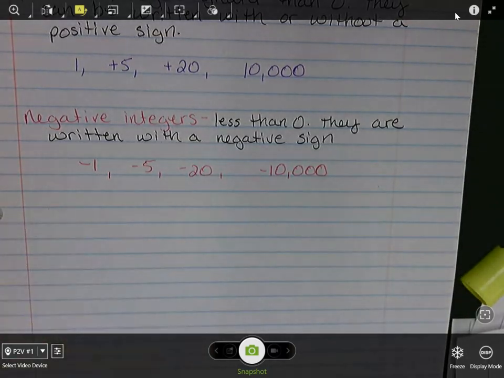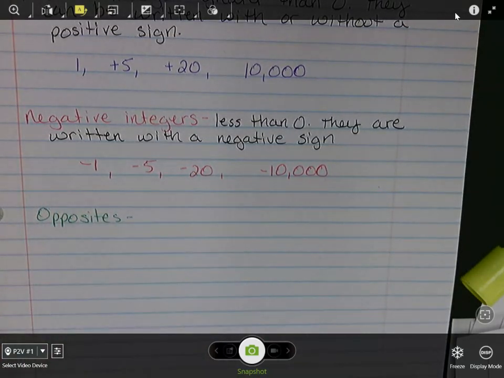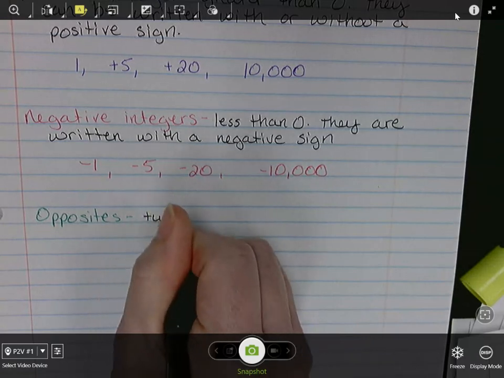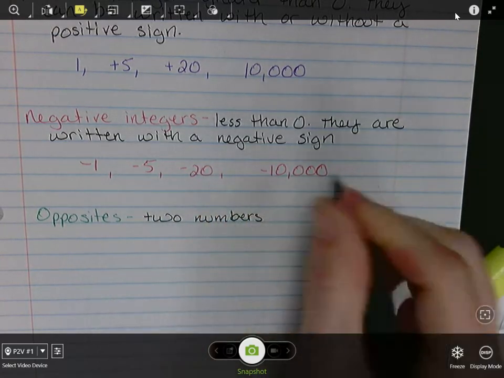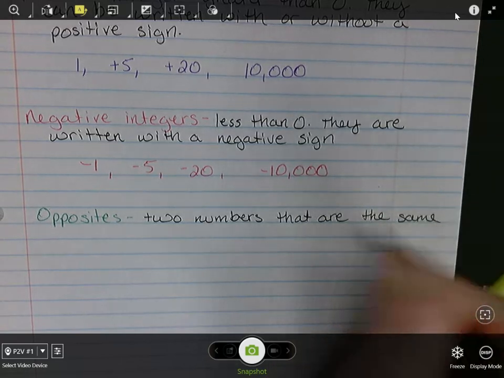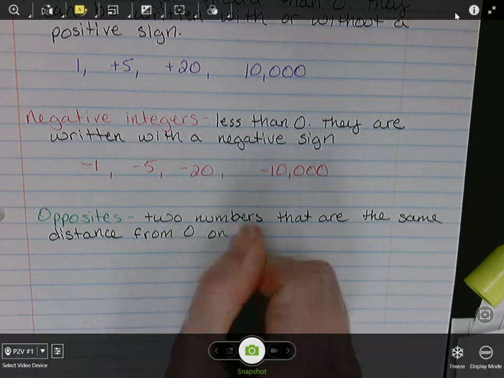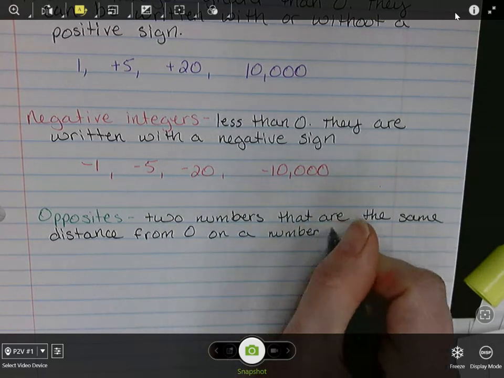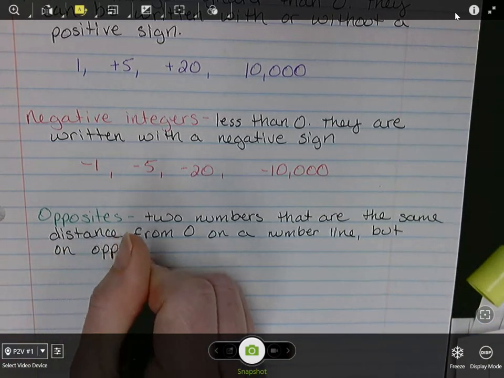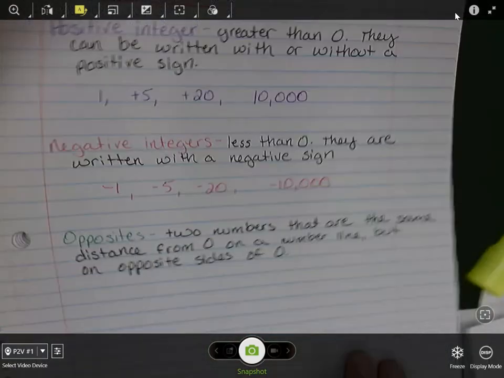are opposites. Opposites are two numbers that are the same distance from 0 on a number line but on opposite sides of 0. Okay. All right, so in order to do this, you're going to need to draw a number line.